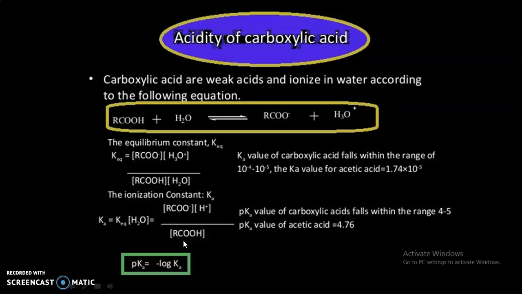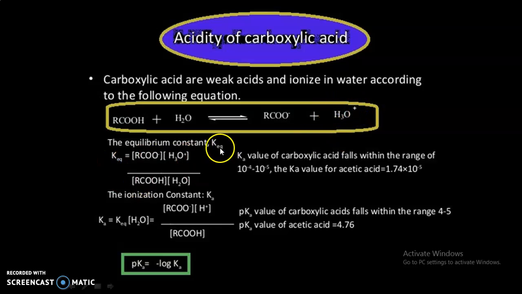Carboxylic acids are acidic in nature. They can donate a proton to form salt with base. So carboxylic acids are weak acids and ionize in water according to the following equation. This equation shows that RCOOH, carboxylic acid, plus water gives the carboxylate ion, and the hydrogen atom combines with water, so it forms the hydronium ion.